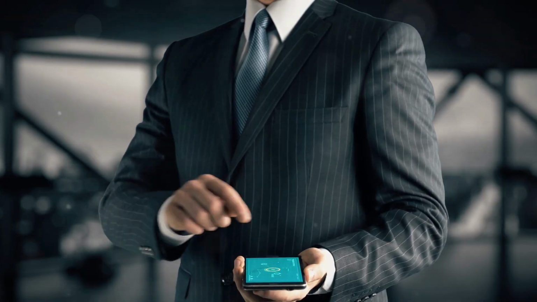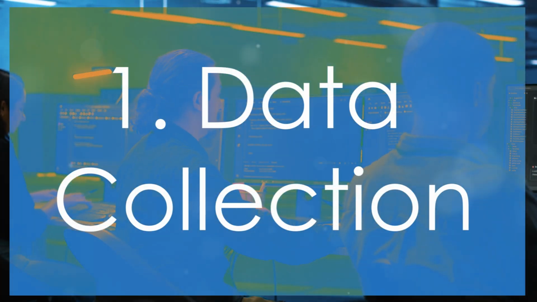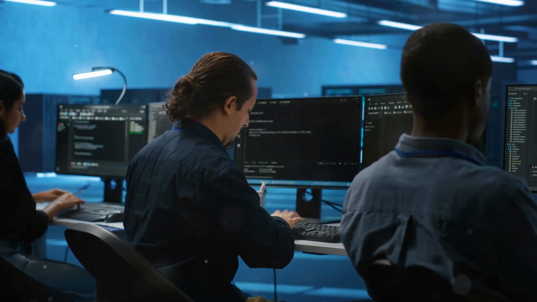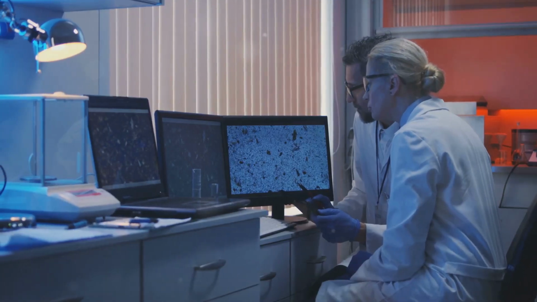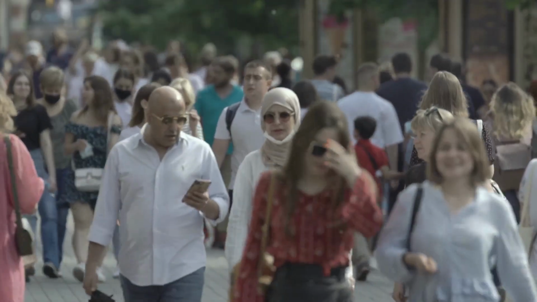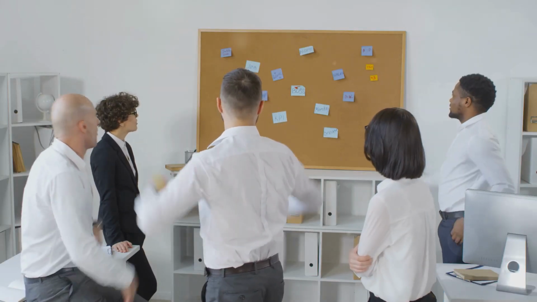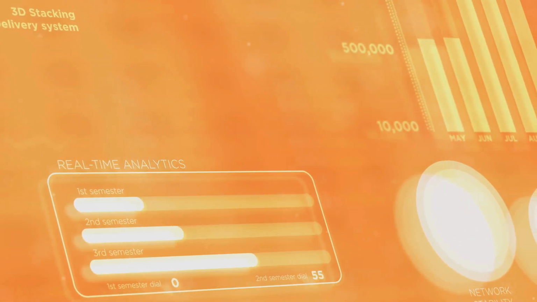Now let's understand sources of bias in data and algorithms. 1. Data collection. Bias can creep in during data collection, whether it's through the ways data are gathered or the populations from which they are collected. If data is mainly collected from a specific group, it might not represent other populations accurately.